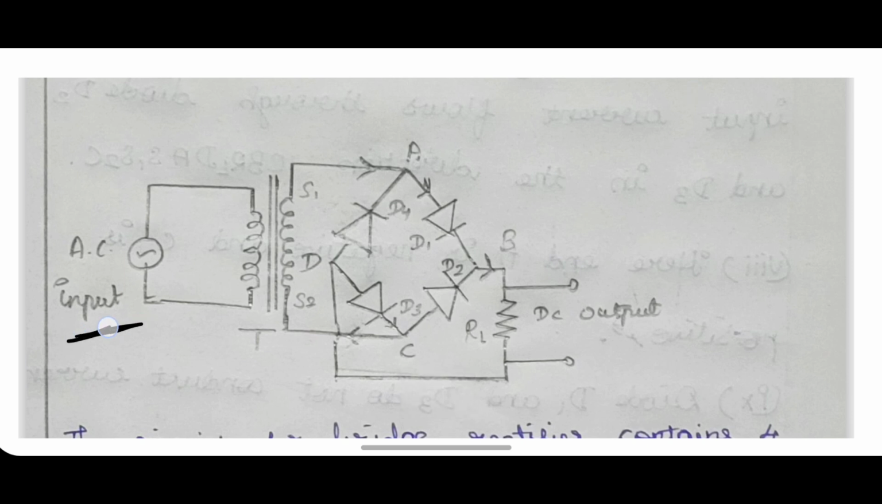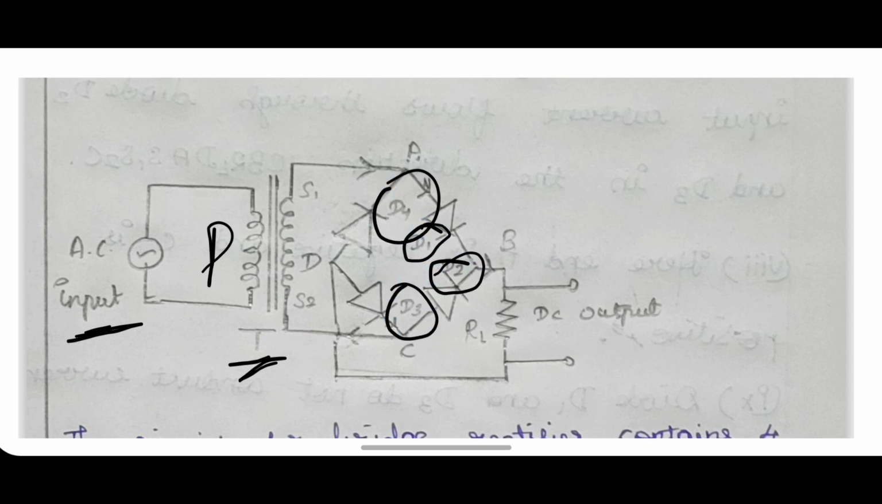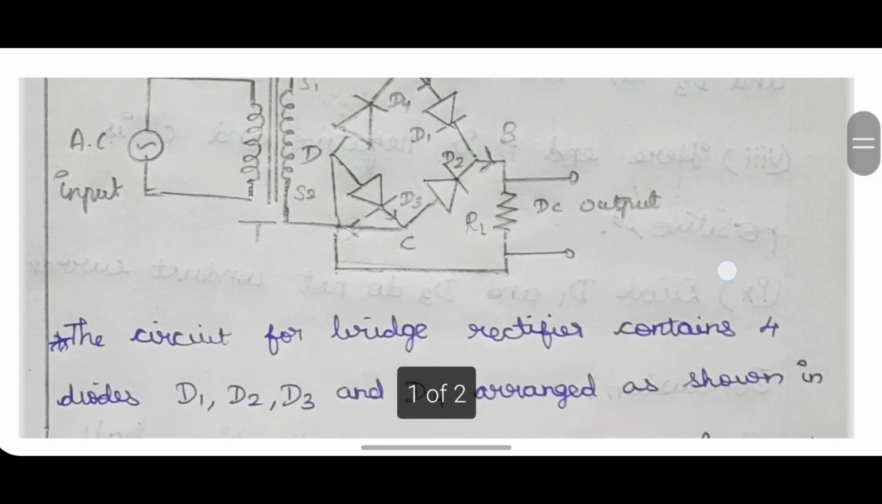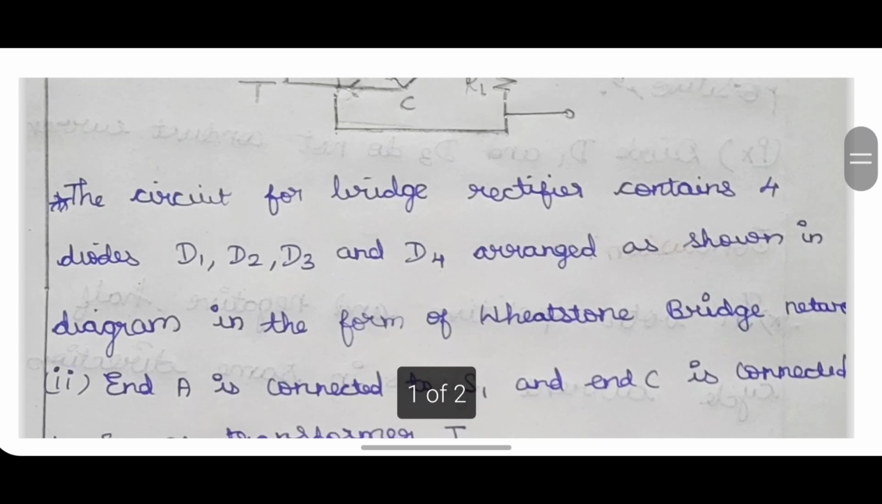The AC input will be connected to a transformer T. The AC input is connected to the primary of transformer T, and the secondary of the transformer is connected to the diodes D1, D2, D3 and D4. These diodes are connected in such a form like a Wheatstone bridge. They are again connected to the load resistance RL, from where the DC output will be drawn. So that's what I have written here.